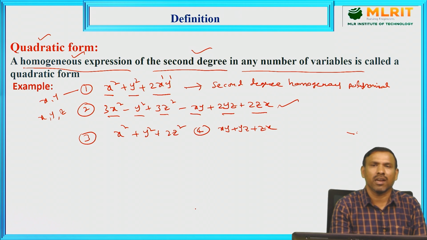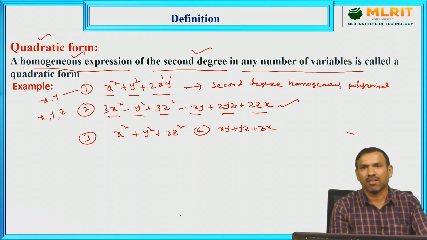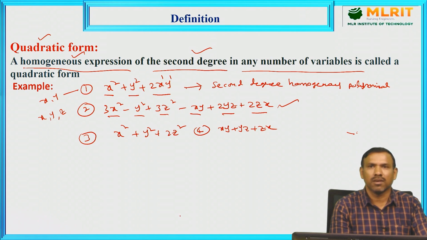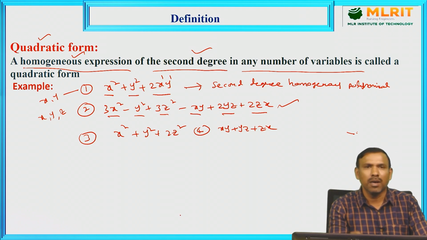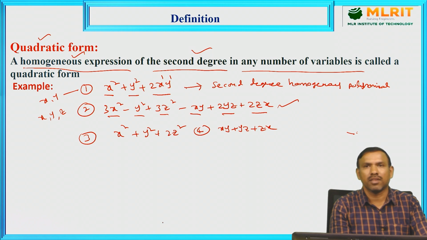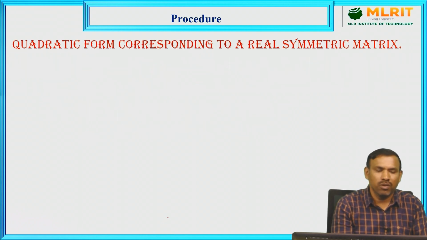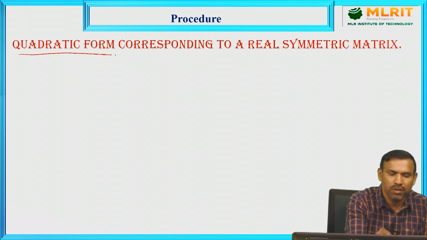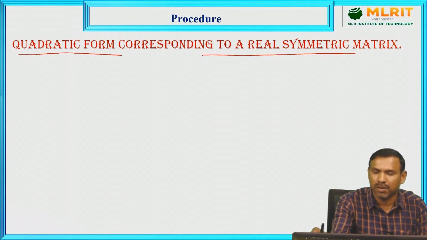Now, related to this quadratic form, we are going to change it into a matrix. Our part is the matrix part, meaning the quadratic form we need to convert into a matrix. How to convert, and what are the properties, all that we discuss. Every quadratic form corresponds to a real symmetric matrix that we can write.